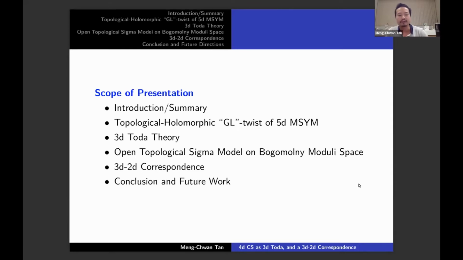And then we will talk about this open topological sigma model on Bogomolny moduli space that we get by reducing equivalently in 3 directions of the 5D Yang-Mills theory. And then from comparing the Q cohomologies of the master theory, we end up getting this 3D-2D correspondence between the 3D Toda theory and the 2-dimensional sigma model on Bogomolny moduli space. And then we will conclude our talk with the results that we have obtained and some interesting future work that we intend to embark on.